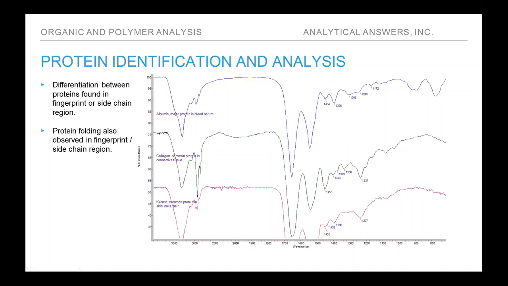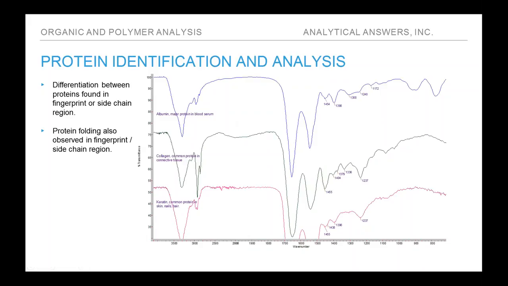For example, collagen, a common protein in connective tissue, muscle tissue, and so on. Characteristic band shown here, as well as albumin, the major protein in blood serum. Like I said, for most contamination cases, the protein we see most often is keratin, skin flakes, hair fragments, and so on. But occasionally we do see those others.